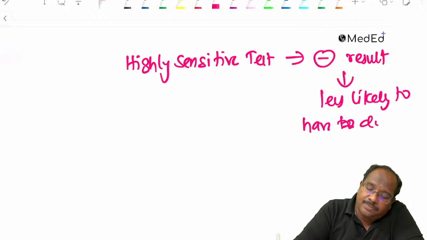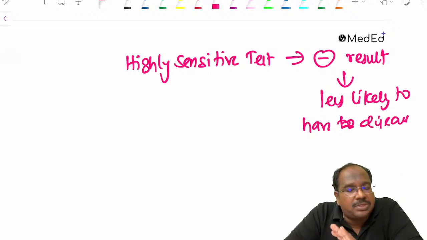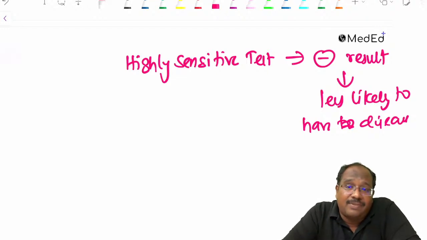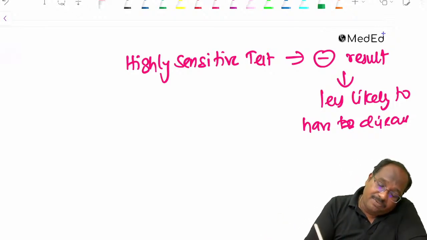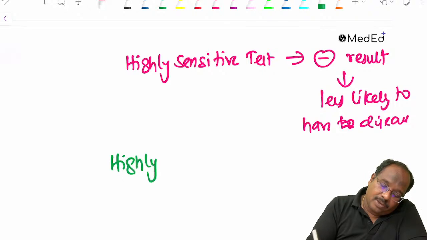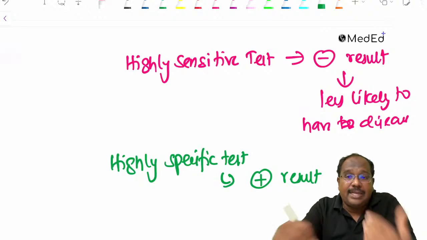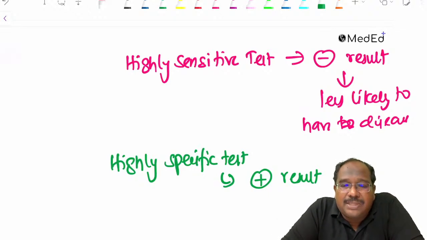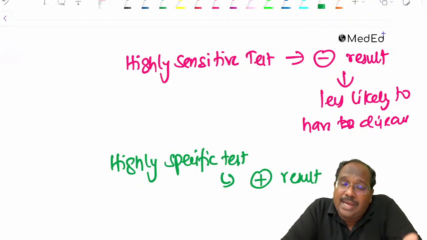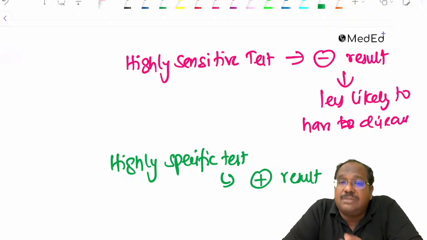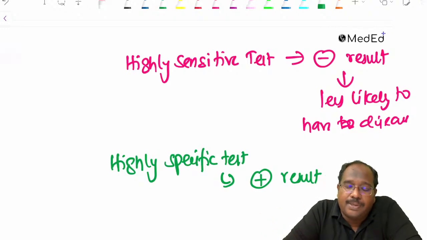So in a highly sensitive test, a positive test doesn't mean the person will have the disease, but a negative test means less likely the person will have the disease. In a highly specific test, you have to take the positive result. Specificity means ability to identify the true negatives. A highly sensitive test means ability to identify true positives. So in a highly sensitive test, a negative result means more chance that the person will not have disease. In a highly specific test, if it's positive, it means more likely the person will have the disease.